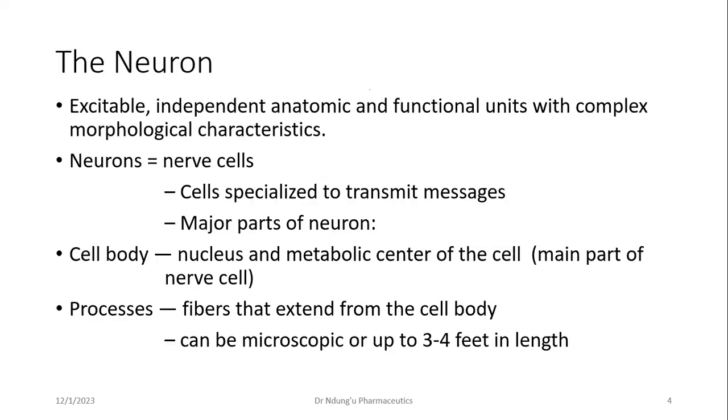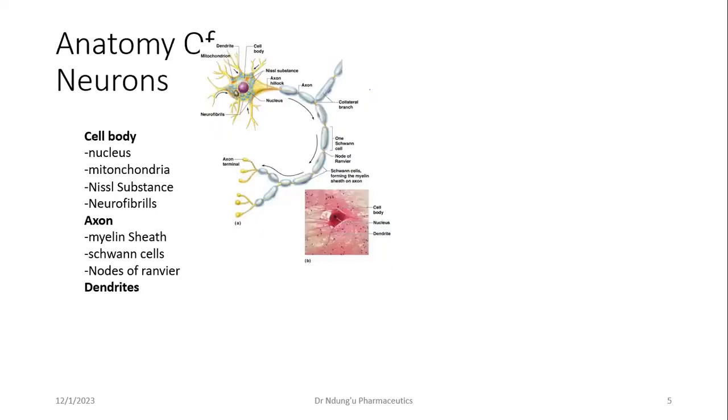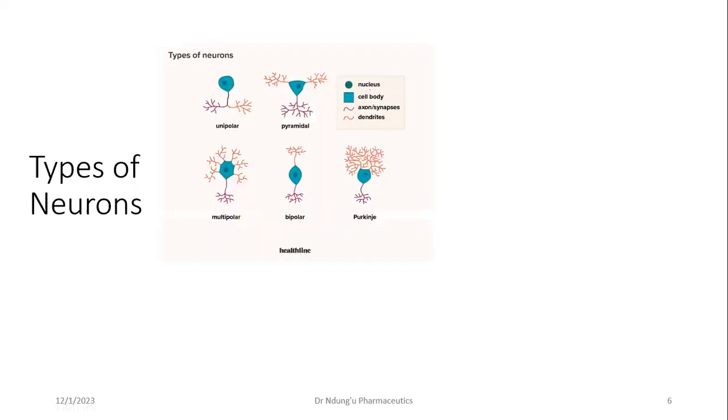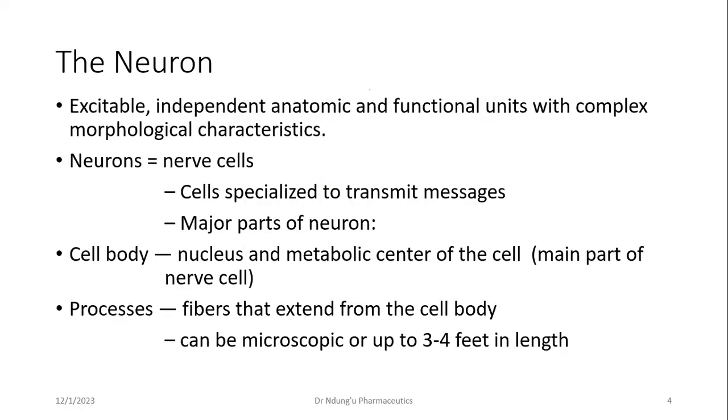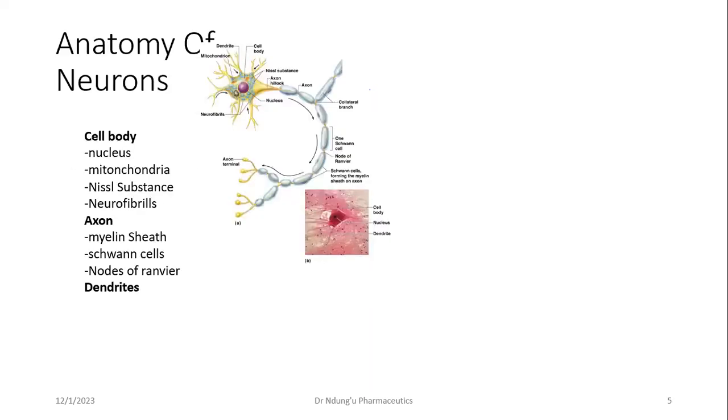Neurons also have processes, fibers that extend from the cell body. All of these processes are fibers that extend from the cell body, which can be microscopic or up to 3 to 4 feet in length. Anatomy of the neuron: cell body, nucleus, mitochondria, nuclear substance, neurofibrils. The axon consists of the myelin sheath, Schwann cells, and nodes of Ranvier.